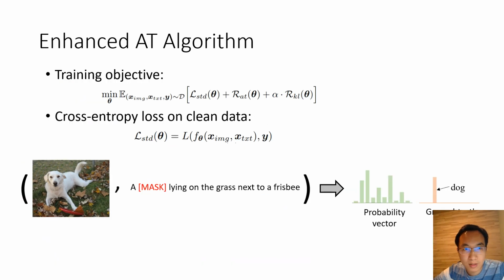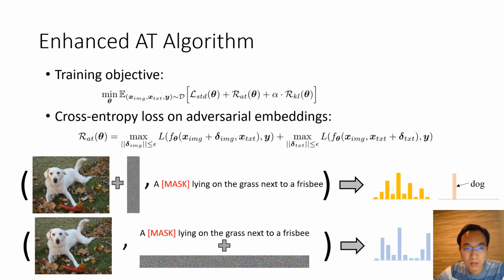As to the detailed adversarial training algorithm, as you can see from the objective, there are 3 parts. The first one is the standard loss, which is the standard cross entropy loss on the clean data. Given the input image and a masked caption, so this is for pre-training purposes, the model needs to predict what the masked token is. So they calculate the cross entropy between your predicted probability vector and your ground truth label. The second loss is the cross entropy loss on adversarial embeddings. Basically, it says, even if I add adversarial perturbation, your label should still be the same.